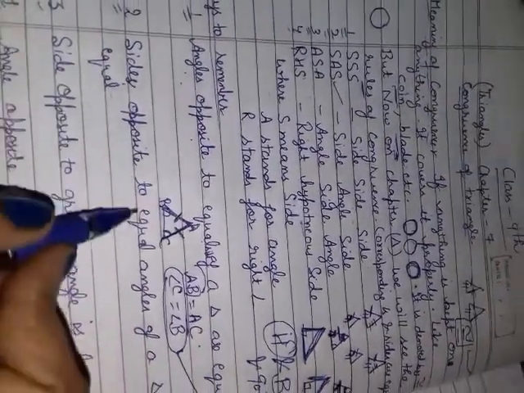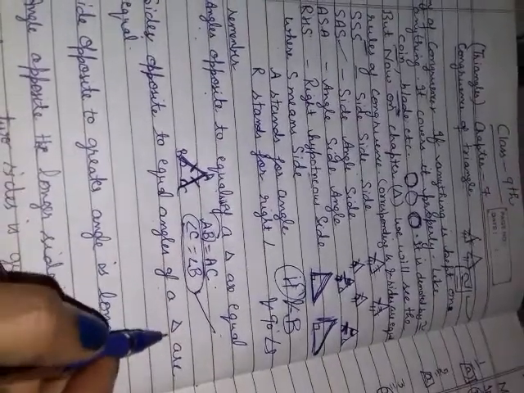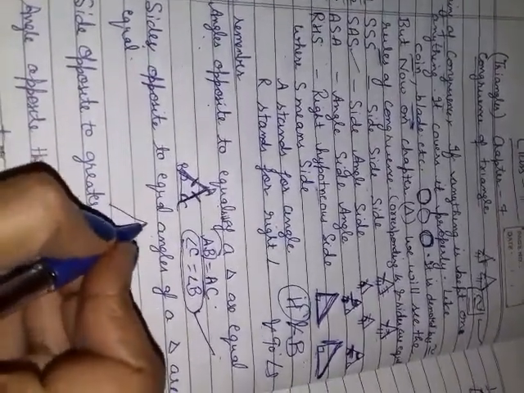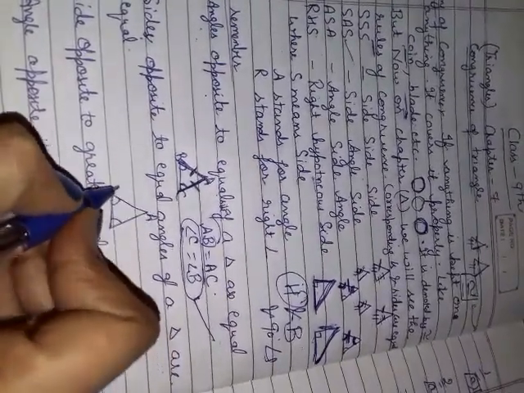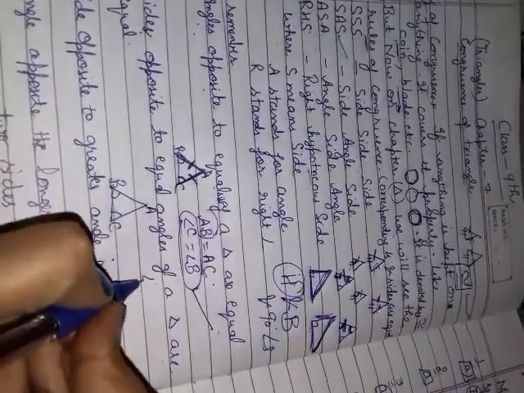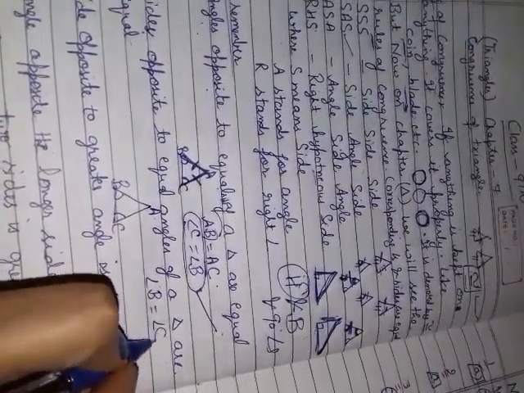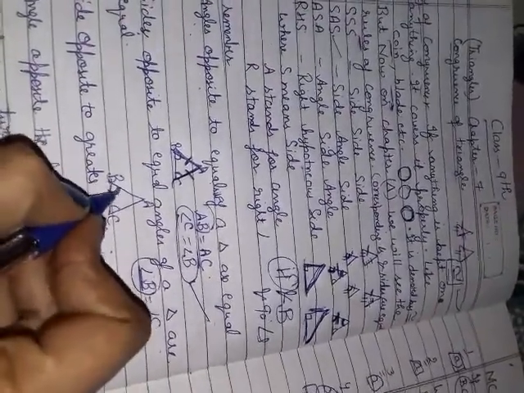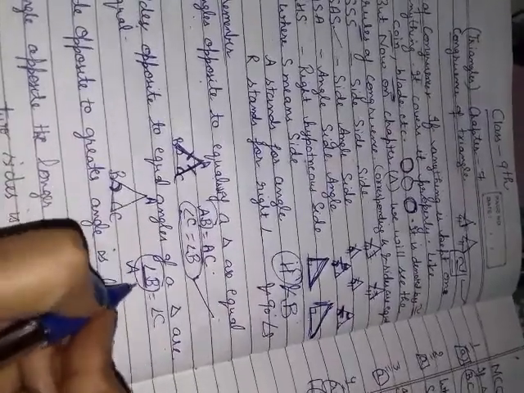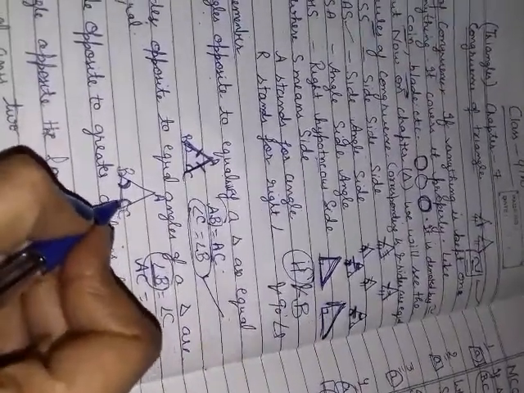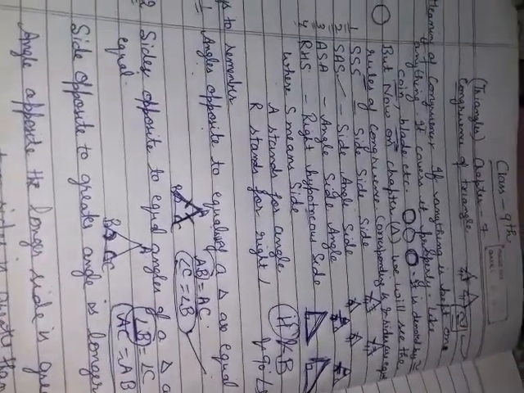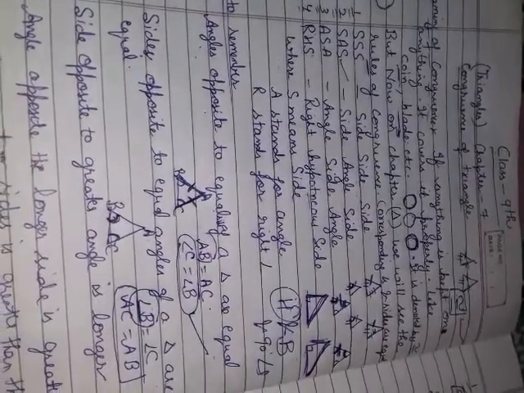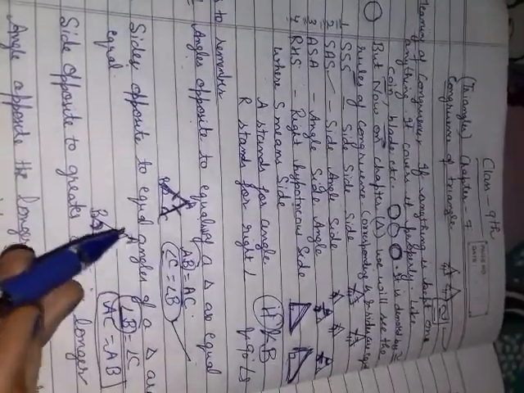Next one is sides opposite to equal angles of a triangle are equal. Means this is a triangle, equal angles are here. These angles are given equal, means angle B is equal to angle C. Then what is the side opposite to angle B? AC. And the side opposite to angle C? AB. So these two sides will also be equal, means if opposite sides are equal, it depends on equal angles also.